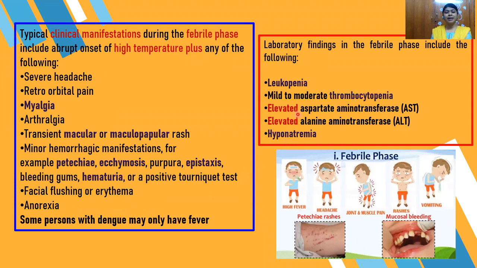Some of the laboratory findings that can actually help show that the person is in the febrile phase of infection include detecting the WBCs as well as the platelets. So there would be leukopenia. Leukopenia is nothing but a decrease in the number of WBC cells. Mild to moderate thrombocytopenia, which is a decrease in the number of platelets, elevated aspartate aminotransferase levels, and elevated alanine aminotransferase levels. And hyponatremia. Hyponatremia is nothing but decreased levels of sodium.